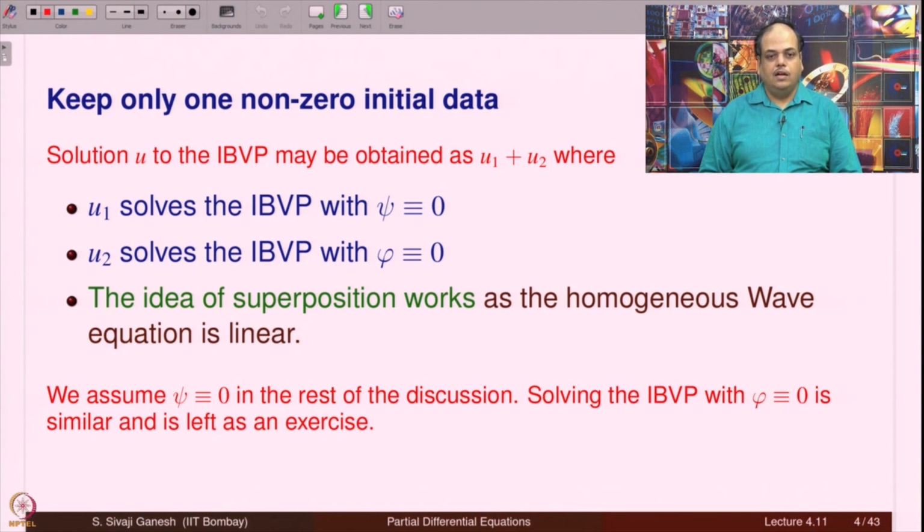Of course, in the computation that we are going to do, we can keep psi as it is and see where it is going to play a role, where psi will appear in our computations. I will point out that part. It is only to keep the calculations to a minimum and the theorems to a reasonable length that I am considering psi to be identically equal to 0.